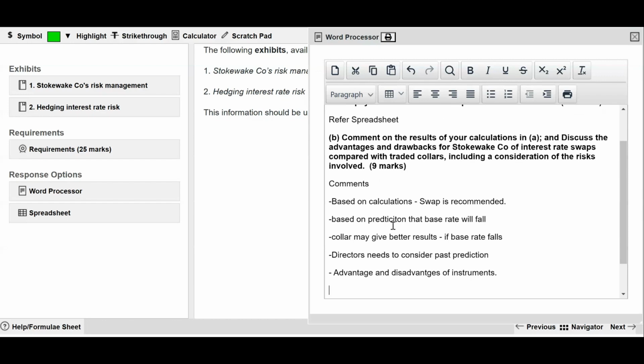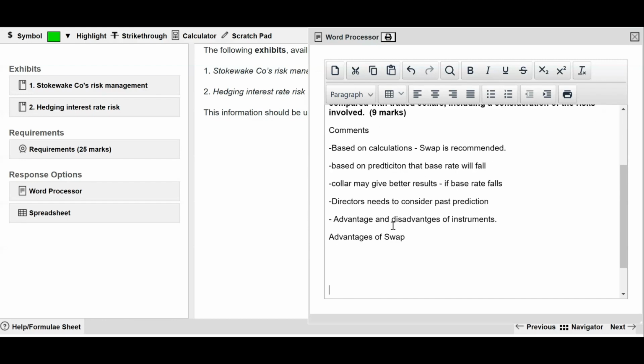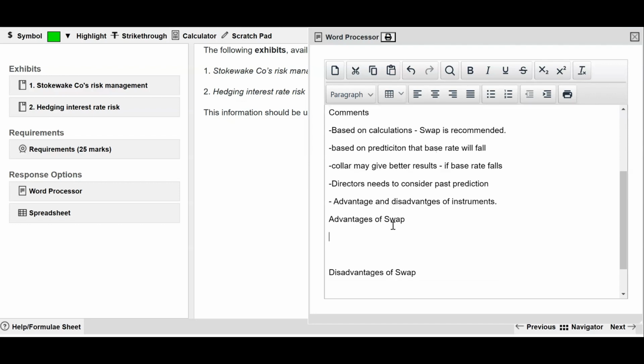So this is as far as comments are concerned. Now, as far as the advantages of swap, we also have to comment on the disadvantages of swap. What would be the advantages of swap? The swap is mostly over the counter, so it can be arranged in any size, whereas the collar is mostly standardized, exchange traded. And exchange traded instruments are mostly for short periods. So if you want to go for a long period, swap shall be recommended.